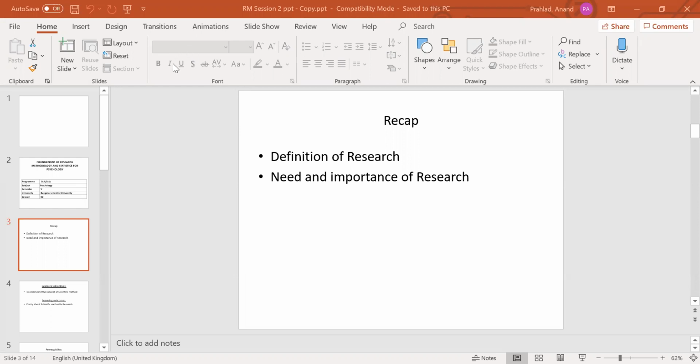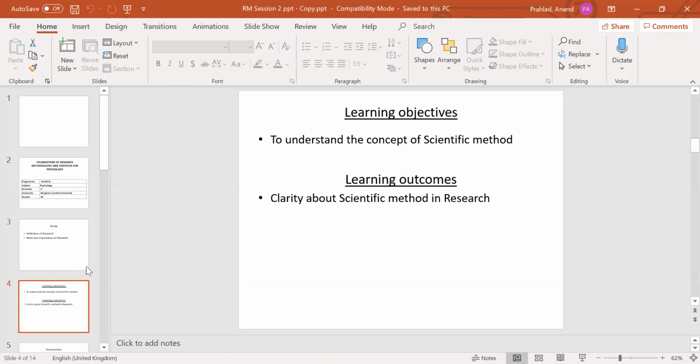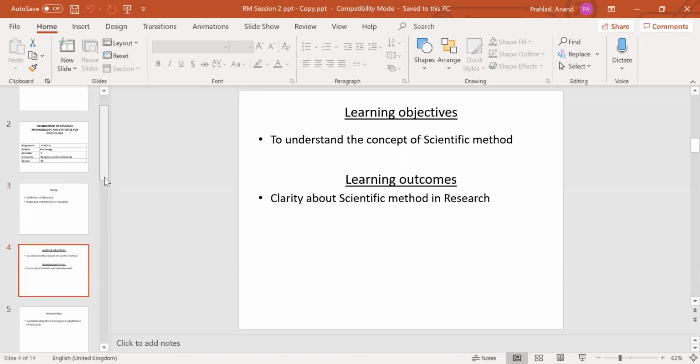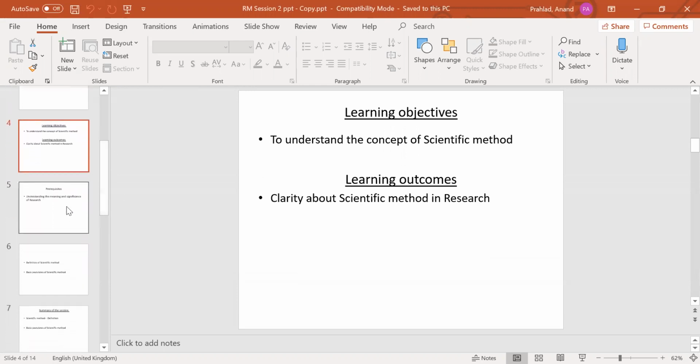Session 2 of Unit 1. The title of the paper is Foundations of Research Methodology and Statistics in Psychology. The first unit, Introduction. To summarize what we learnt in Session 1, we understood the definition of research, the need or the purpose of research, and also the importance of research. In this session, we will understand the meaning of scientific method, or we shall discuss the concept of scientific method.